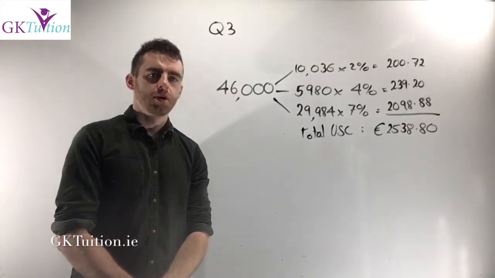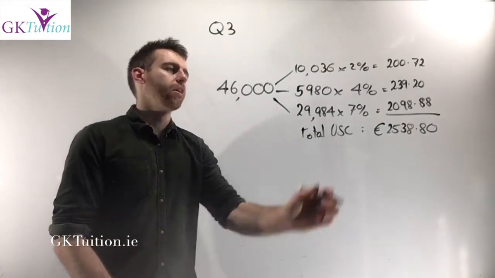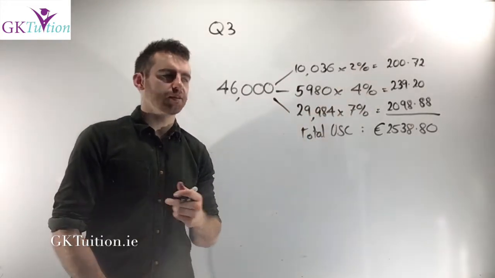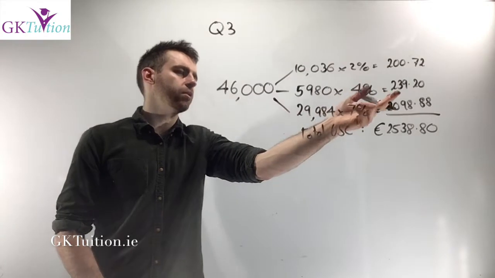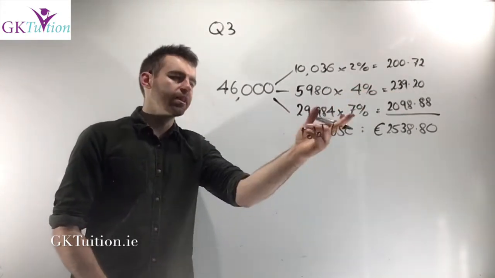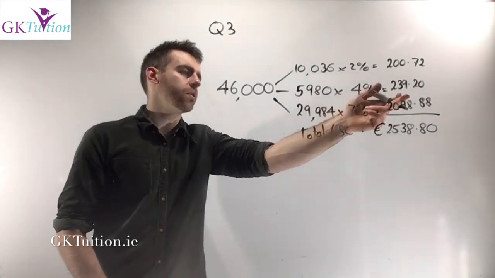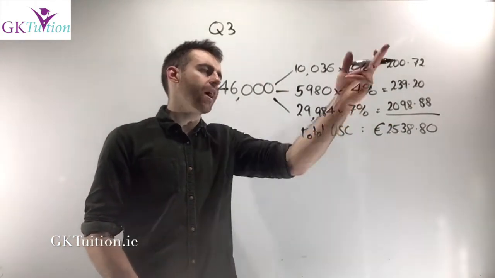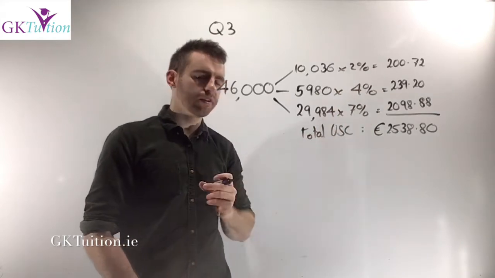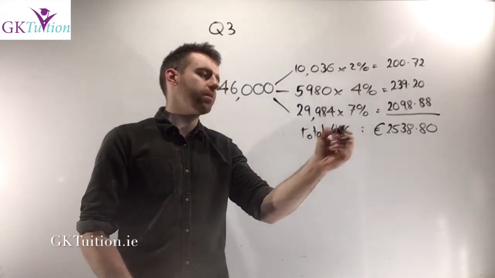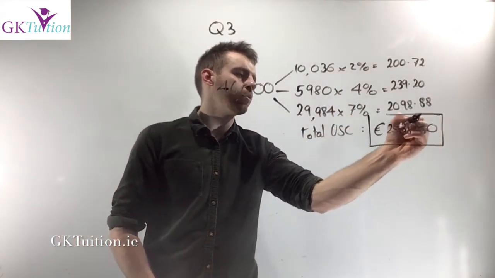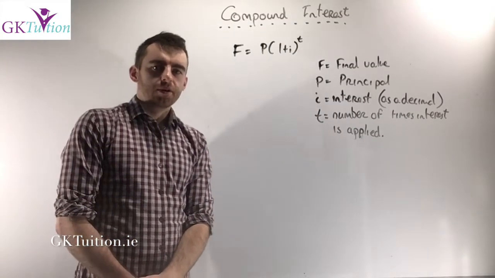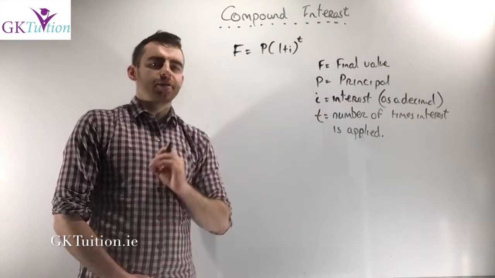So when you plug each of these into your calculator, 2% of 10,036 is €200 and 72 cents. 4% of this figure is 239.20, while 7% of this figure is 2,098.88. What we need to do to get the total USC then is to add them all up. If we add up these figures, the total USC that he needs to pay in this case is €2,538 and 80 cents.